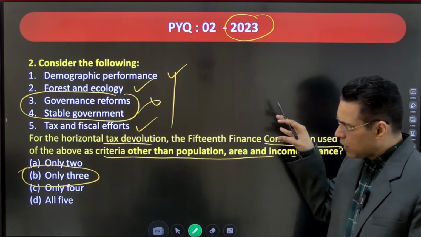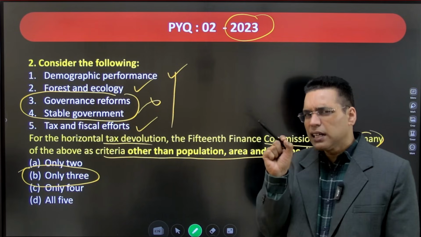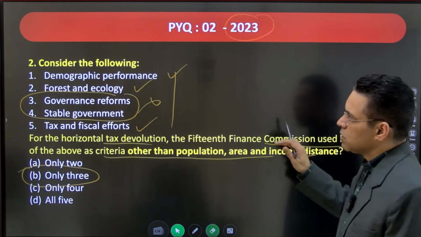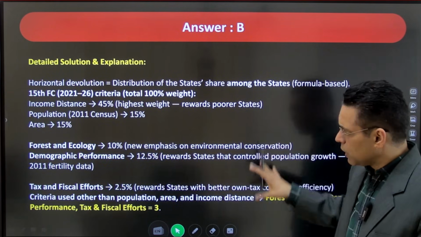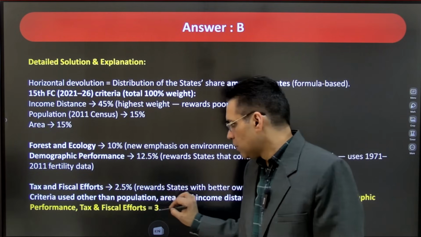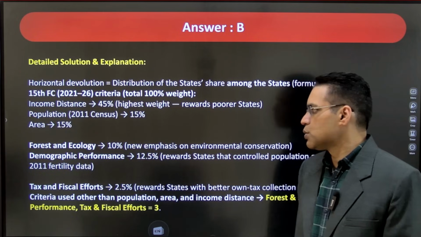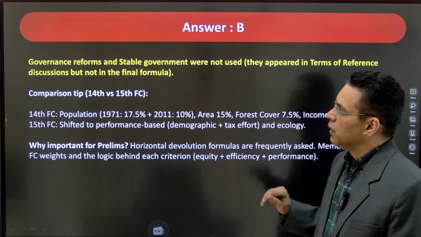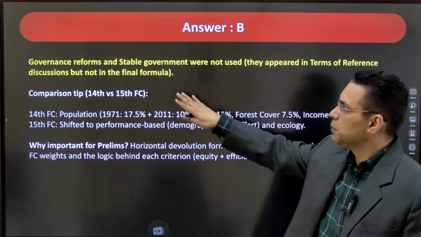Now here, as I mentioned, go to the table, comparison, data, fact, and it will take a few minutes to understand this, but you can easily solve the question based on that. So governance reform and stable government is not the criteria. You can go through the solution in detail. Forest ecology, demographic performance, tax and fiscal effort, these are three criteria. Apart from that, income distance, area and population control were the criteria for the Finance Commission grants. Governance, reform and stable government were not used. They appeared in the terms of reference but not in the final formula.